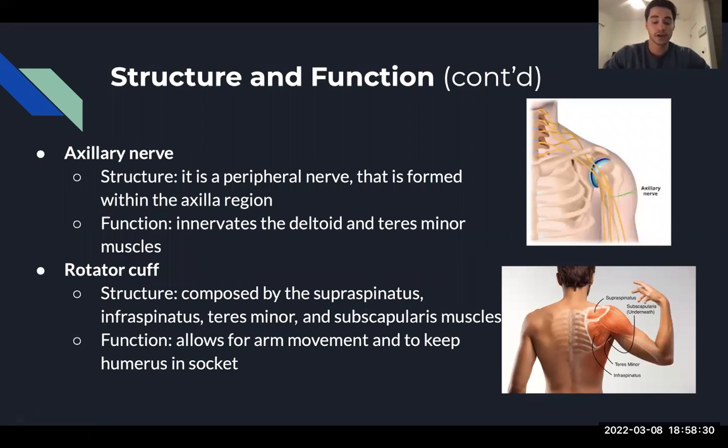We also have the axillary nerve, which is a peripheral nerve that is formed within the axillary region or the armpit. The function is that it innervates the deltoid and teres minor muscles. And lastly, we have the rotator cuff, which is composed of four muscles: the supraspinatus, the infraspinatus, the teres minor and subscapularis muscles. And the rotator cuff allows for arm movement and keeps the humerus in the socket.